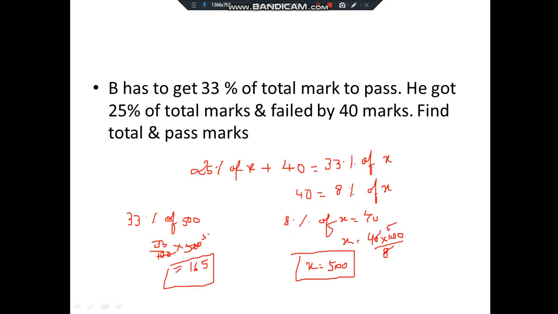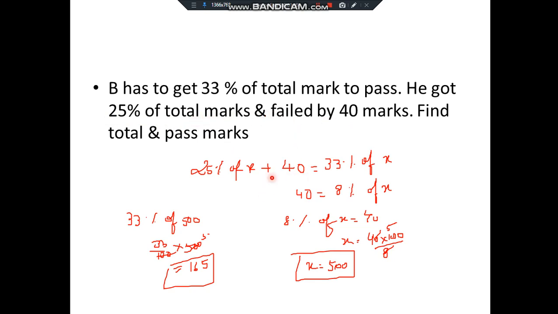See, B has to get 33% of total mark to pass. He got 25% of total mark and failed by 40 marks. Find total mark and pass mark. Okay. So see, he got 25% of total marks, so 25% of X, and he failed by 40 marks, which is plus 40.